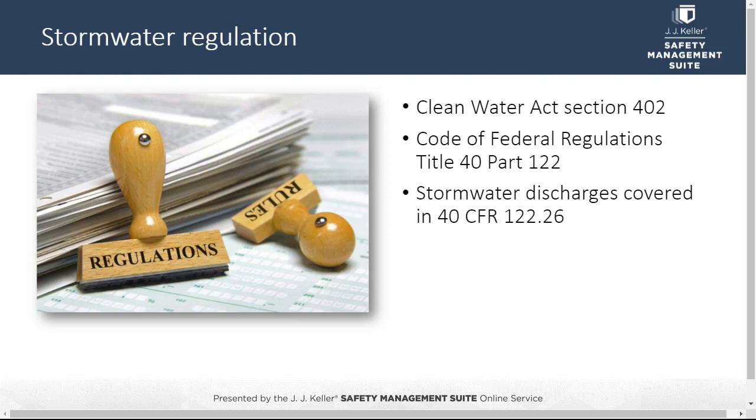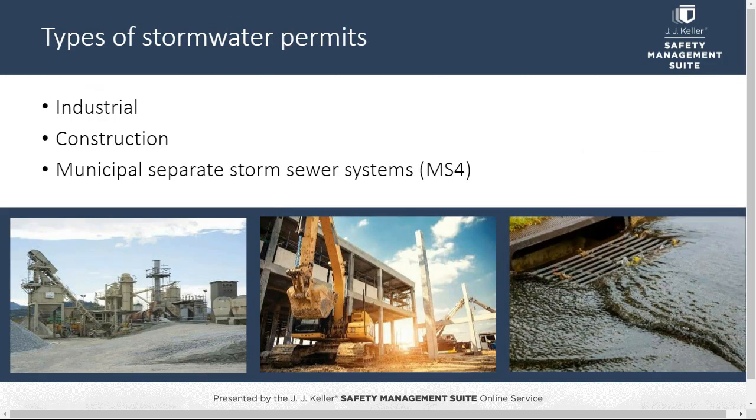Regulations that govern stormwater discharges are found in one section of the larger NPDES program, and that's specifically Section 122.26. So 40 CFR 122.26 establishes permit requirements for 3 types of regulated stormwater discharges. Those from industrial operations, discharges from construction sites, and activities and discharges from municipal separate stormwater systems.